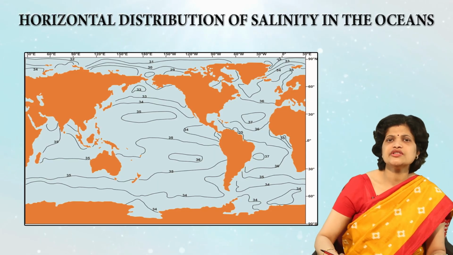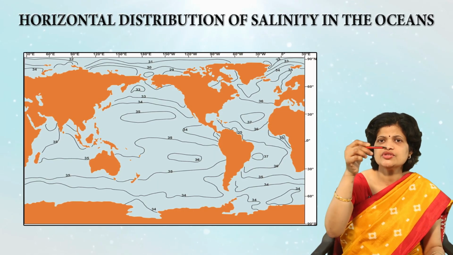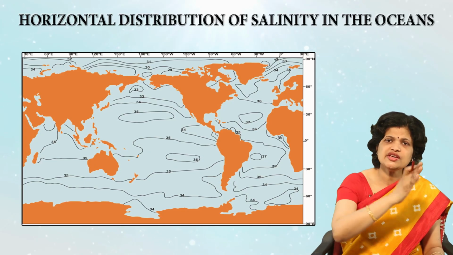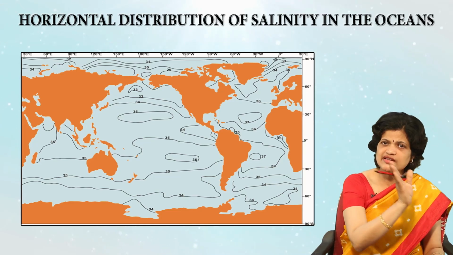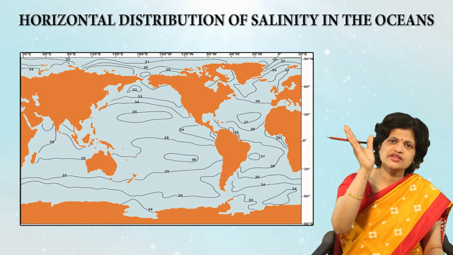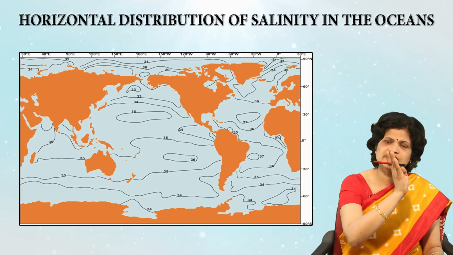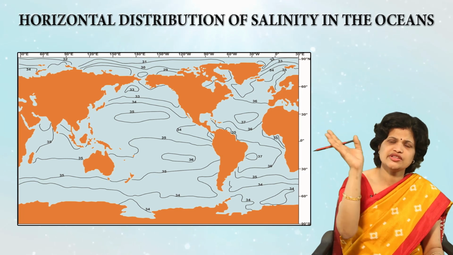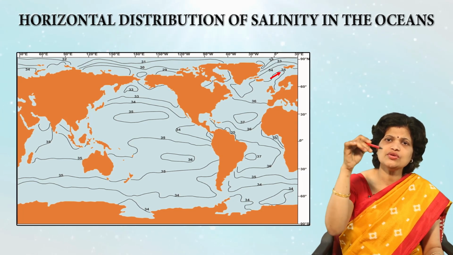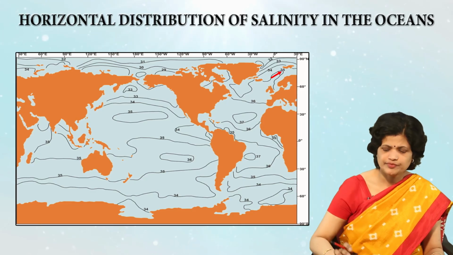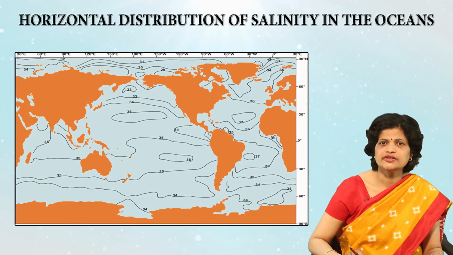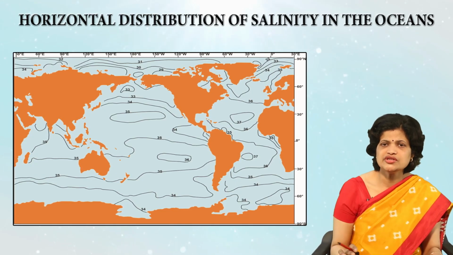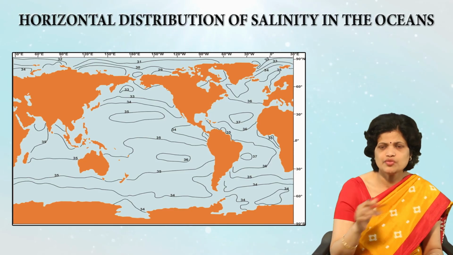In this, the horizontal distribution of salinity, like I explained, you see that along northwestern Europe the isohalines are affected by warm ocean currents like the North Atlantic Drift, and so they are turning slightly upwards towards the north. You can see that in most of the oceans the salinity in the southern hemisphere is almost parallel.